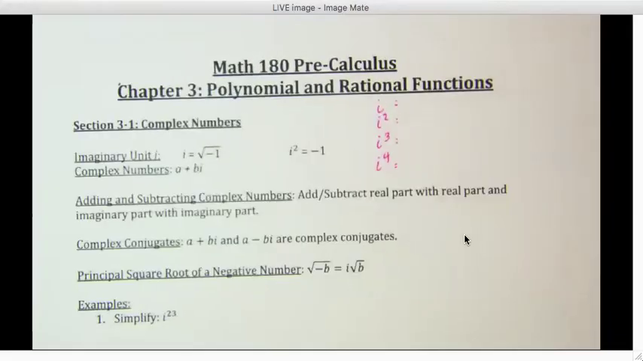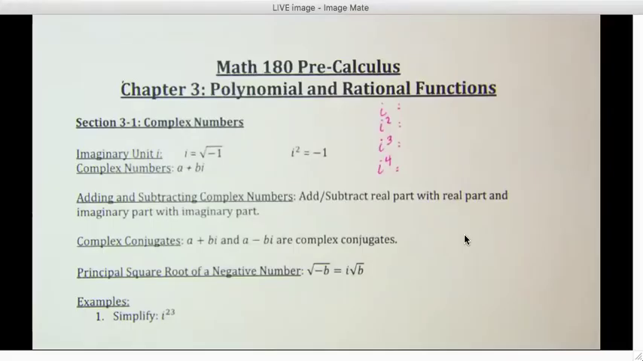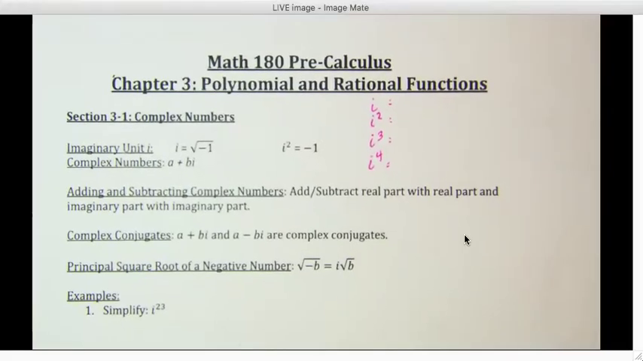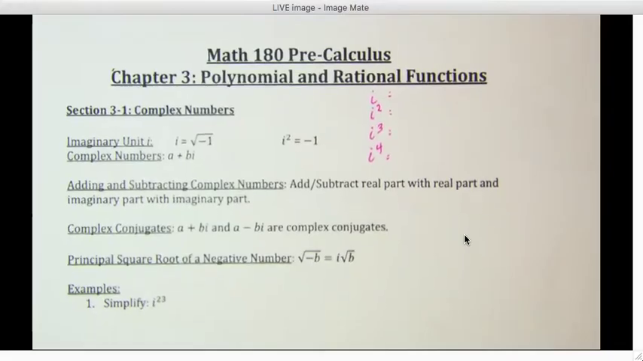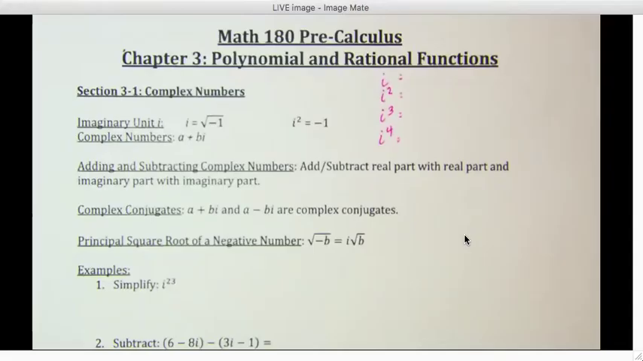Right, so this is the beginning of chapter 3. And in this chapter, we will be taking a look at polynomials and rational functions. In this first section, we are going to look at what are called complex numbers. If you've ever worked with imaginary numbers before, that's what we are working with in this section.